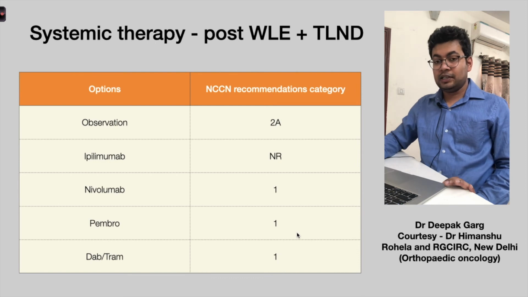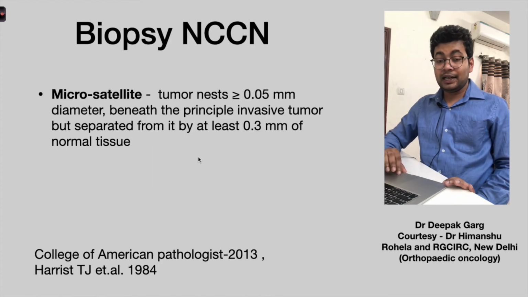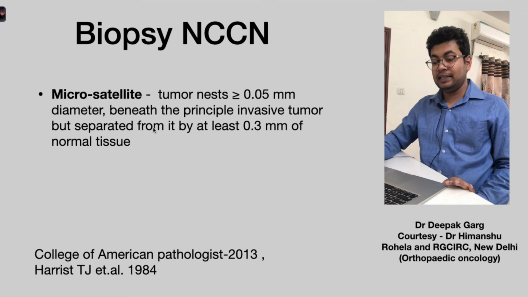So this was our clinical scenario 1. The other scenario is if a patient presents to us with microscopic satellites in the biopsy specimen or in the final histopath specimen of the primary lesion, then it directly becomes stage 3B, as we have seen in our first video on classification. So what are microsatellites? We have already seen that they are tumor nests of 0.05 millimeter diameter or more beneath the principal invasive tumor, but separated from it by at least 0.3 mm of normal tissue.